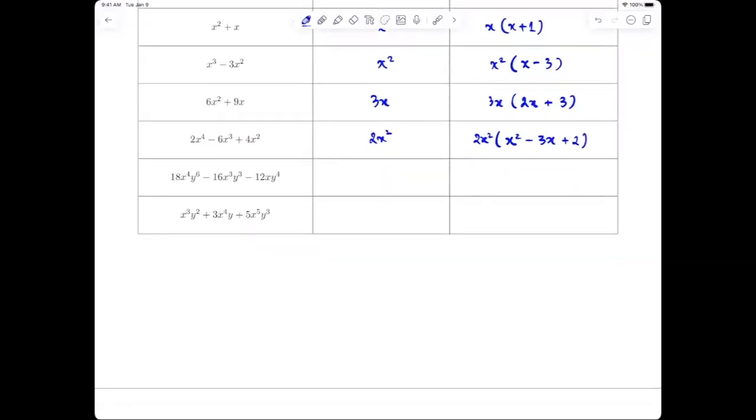What about the next one? What is the common factor here? Yes. 2xy cubed. So the common factor is 2xy cubed. So 2xy cubed here, and you're left with 9x cubed y cubed minus 8 times x squared minus 6 times y. Any questions on this one?